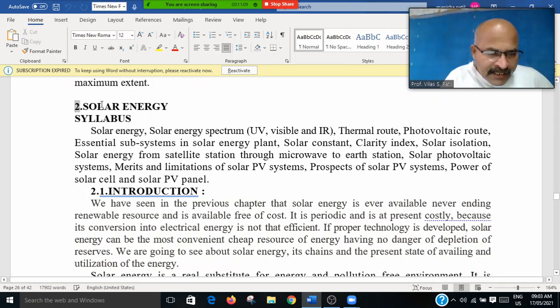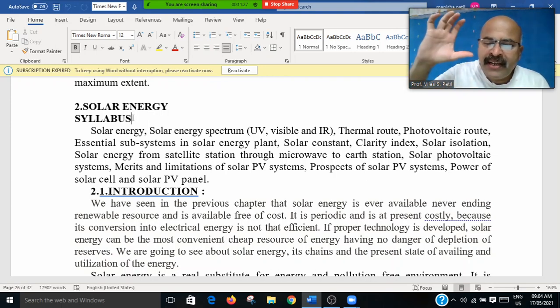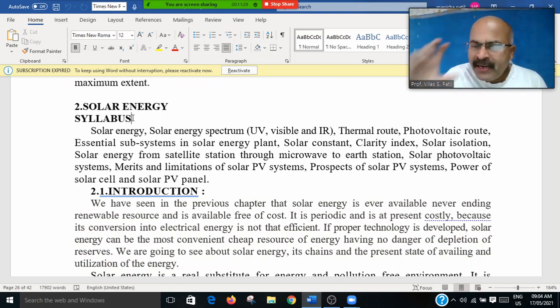Okay, Sakshi, that is solar energy. What is the syllabus of the solar energy topic? That is the solar energy spectrum. We know that if a solar ray is passed through the prism, it will be dispersed and we get the spectrum on the other side. That will be the colorful spectrum.